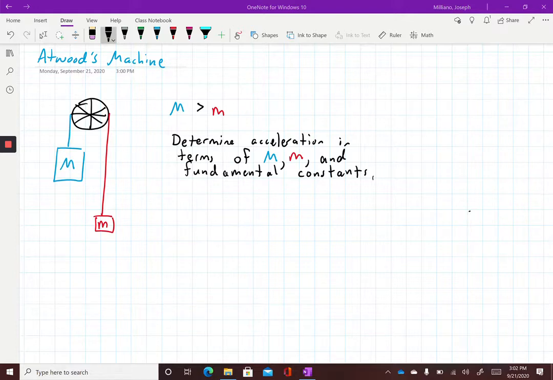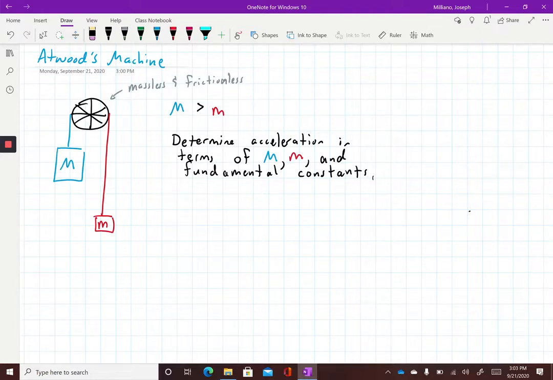Here's the idea. We've got a pulley here. This pulley is both massless and frictionless. That means we don't really need to worry about anything that the pulley does besides have this string over it. And this string, the two blocks are attached to the same string. This one has mass capital M, this one has mass lowercase m, and capital M is greater than lowercase m. As a result, this block will accelerate downwards and the other block will accelerate upwards.